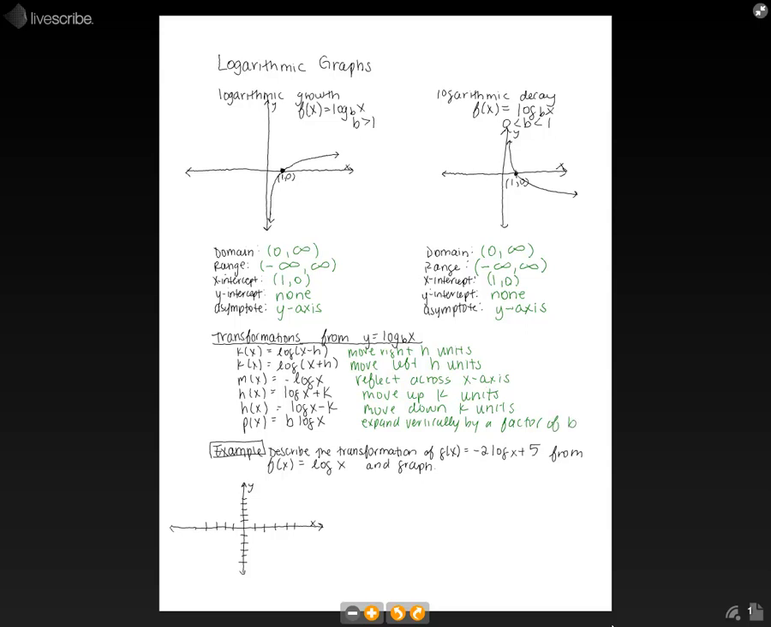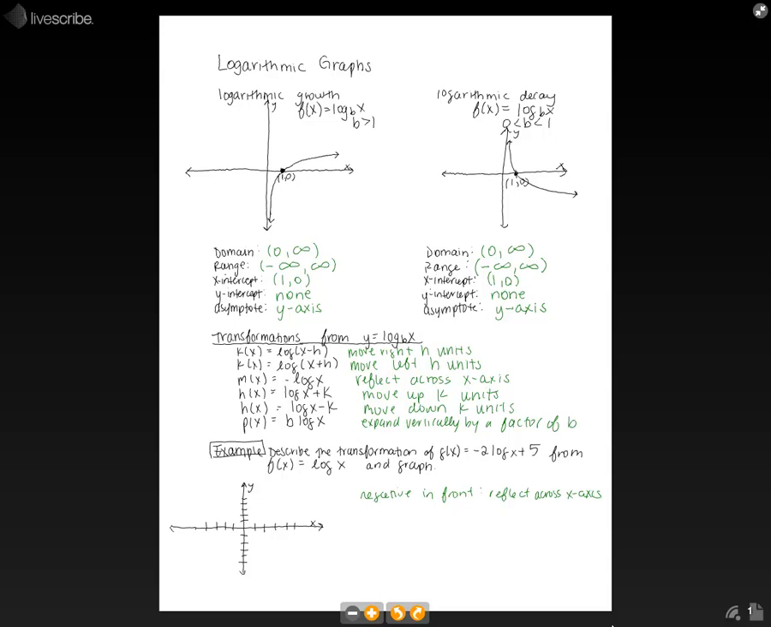So let's do an example. We're asked to describe the transformation of g of x equals negative 2 times the log of x plus 5 from the original f of x equals log of x and graph them. So first let's analyze the negative out in front. And we know when we have a negative in front, we will reflect across the x-axis.